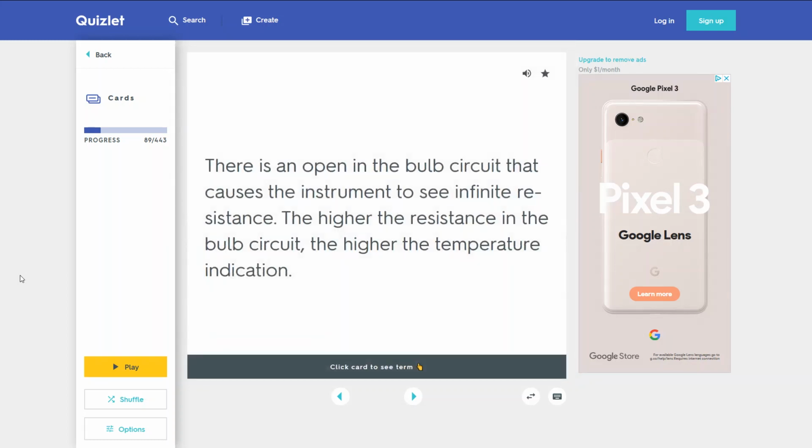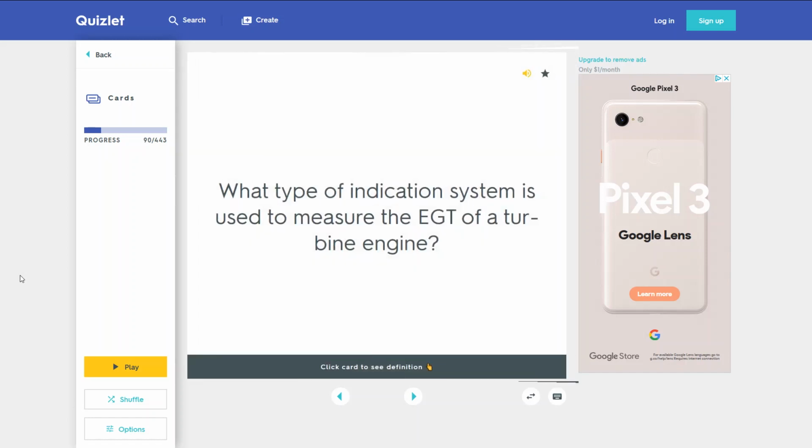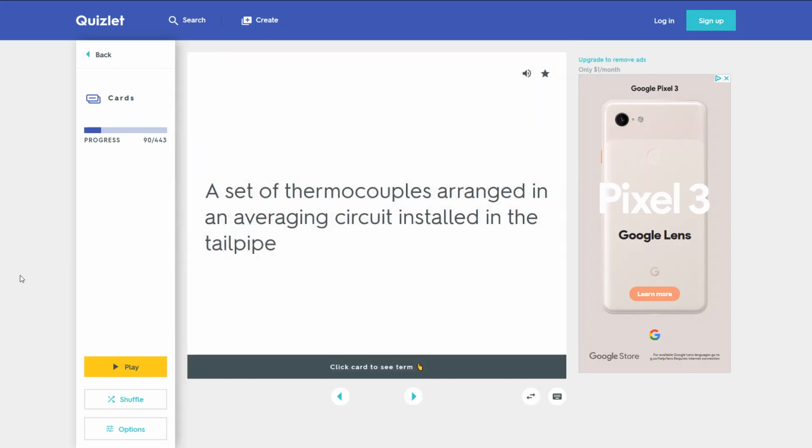There is an open in the bulb circuit that causes the instrument to see infinite resistance. The higher the resistance in the bulb circuit, the higher the temperature indication. What type of indication system is used to measure the EGT of a turbine engine? A set of thermocouples arranged in an averaging circuit installed in the tailpipe.